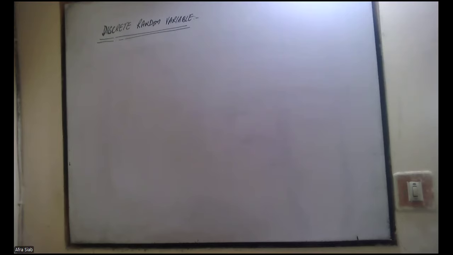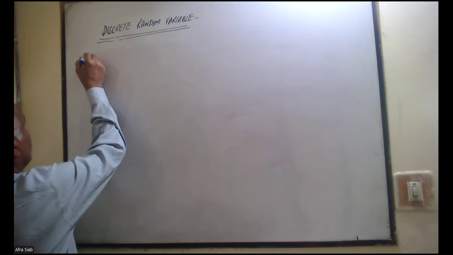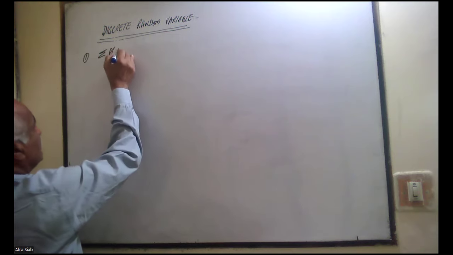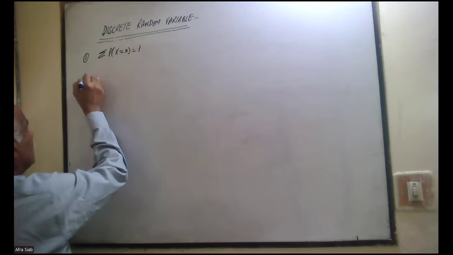We are starting now this topic of discrete random variable. But before the start of this topic, let me explain four things which are being used in this part. Number one, the sum of the probabilities is always equal to 1.